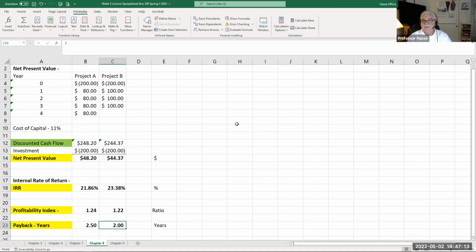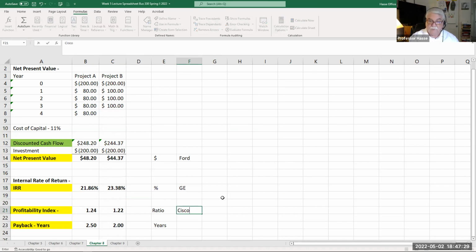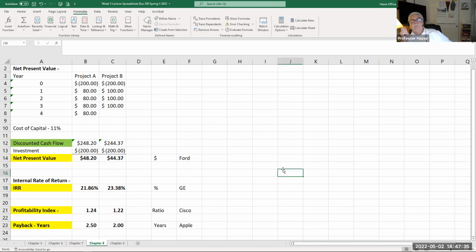Well, it depends on the culture of the company. Let me give you an idea. Net present value is used by Ford. Internal rate of return is used by General Electric. Profitability index is used by Cisco. And payback is used by Apple Computer. Every company has their specific return analysis.